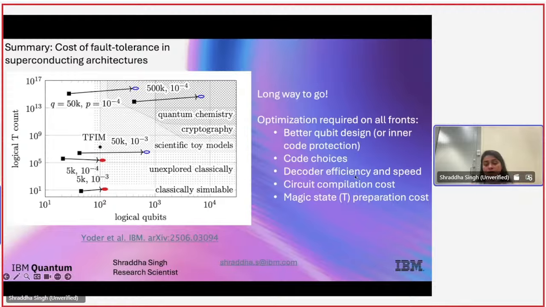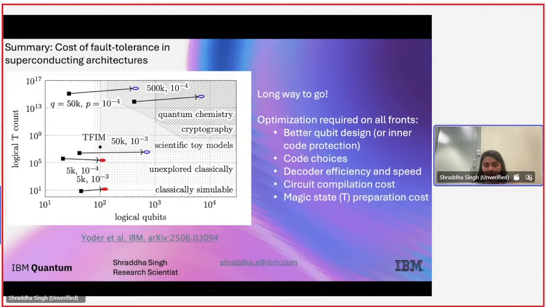Then we are also working vigorously on decoder efficiency and speed. Like I said, we did not have a good decoder for LDPC codes, but with Relay BP now we have an efficient decoder for LDPC codes. And the speed of these decoders is a huge concern, in the sense that it decides the latency of your circuit. Essentially, you don't want to wait for the classical decoding to finish and incur more errors on your quantum circuit. So these decoders have to be fast in the case of feedback-based circuits.